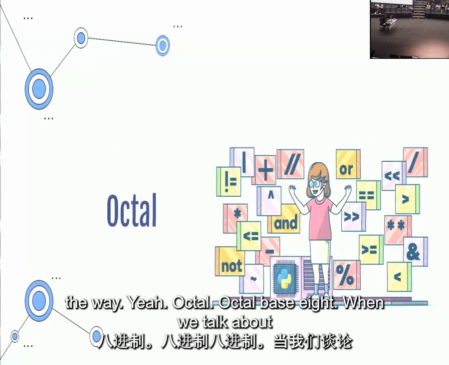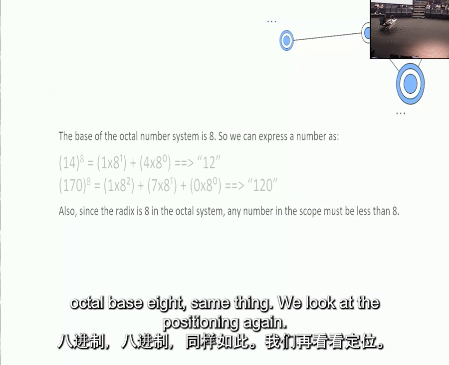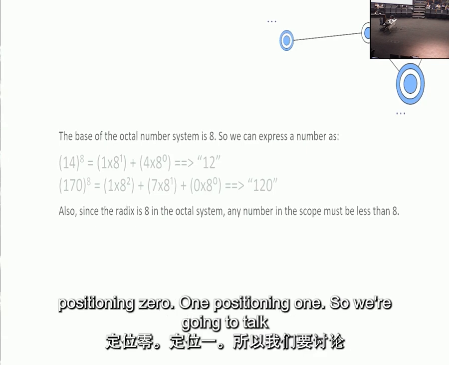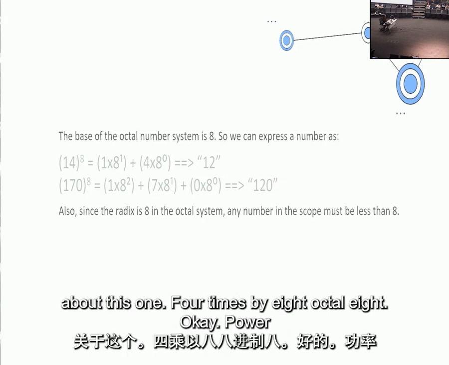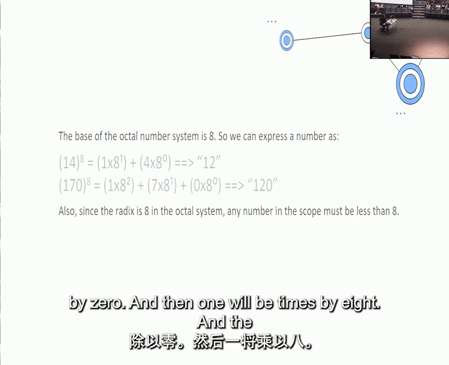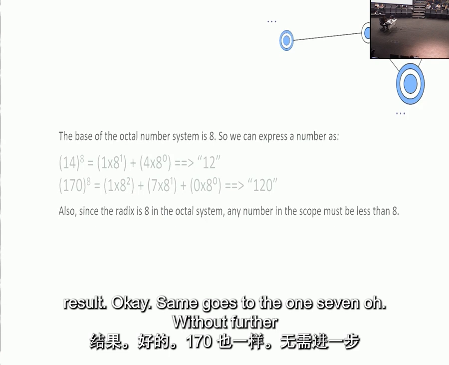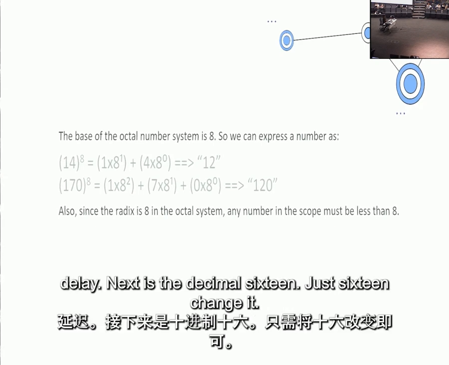Octal, base 8. When we talk about octal base 8, it's the same thing. We look at the positioning again. 14 base 8: the 4 is positioning 0, and the 1 is positioning 1. So 4 times 8 power 0, and then 1 times 8 power 1. That is the reason for the result. The same goes for 170.